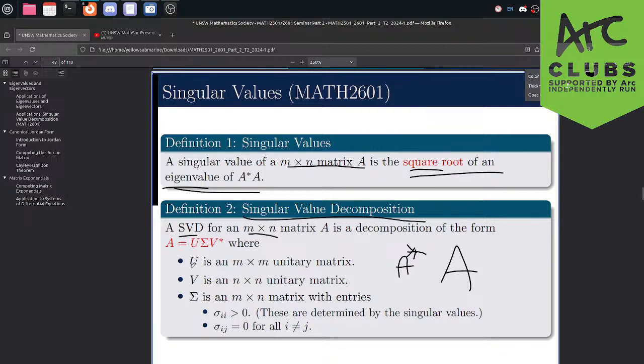So the requirements are U is an m by m matrix, V is an n by n matrix, and in the middle we have a sigma matrix here. I also notice this is V adjoint. We have a sigma matrix, which is an m by n matrix sitting in the middle, with the entries of these singular values. So what you actually do is you get your non-zero singular values, right?